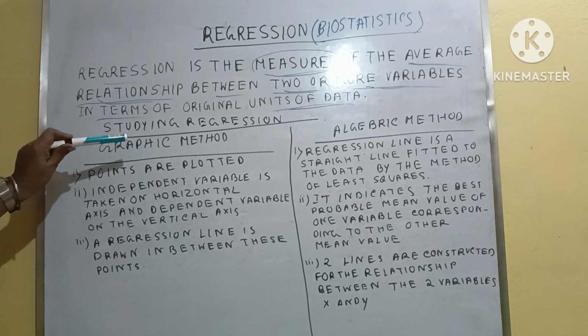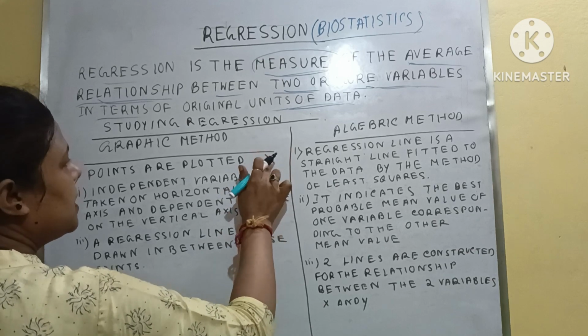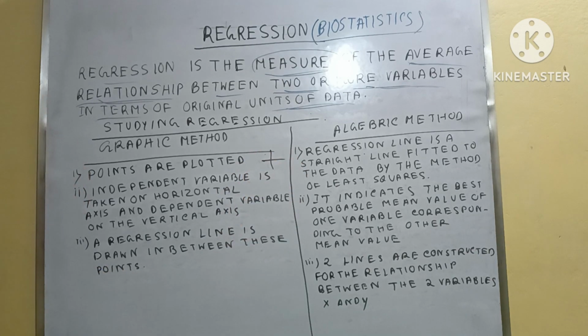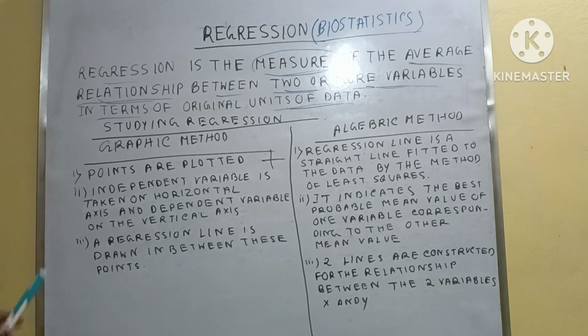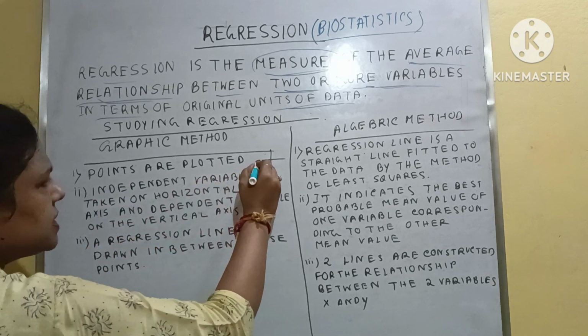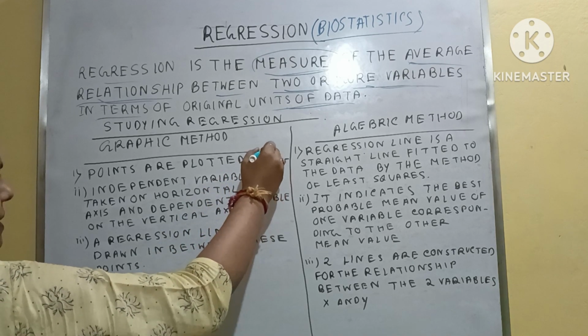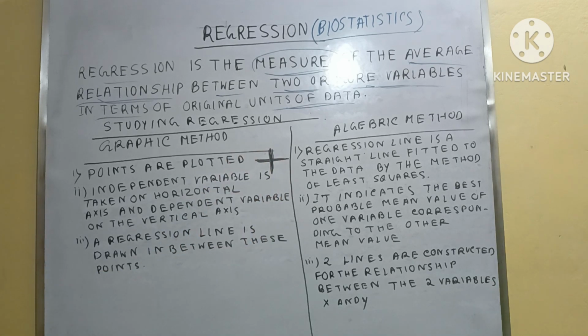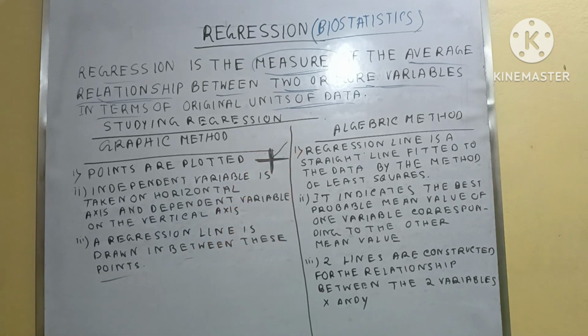In case of the graphic method, the points are plotted on x and y. Suppose this is x and y. The points are plotted on the horizontal and the vertical line. Here the independent variable is taken on the horizontal line, and the vertical line is taken for the dependent variable. And here the regression line is drawn in between these points. Suppose these are the points, so a straight line is formed here.